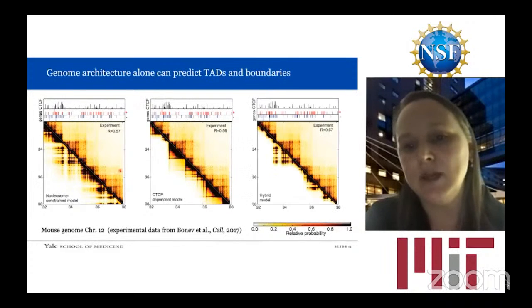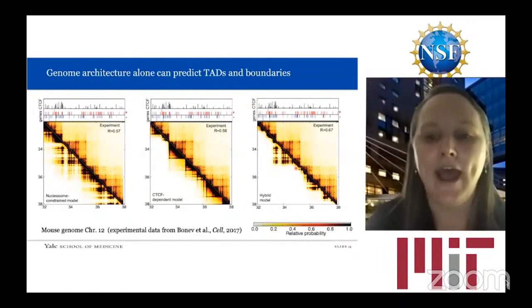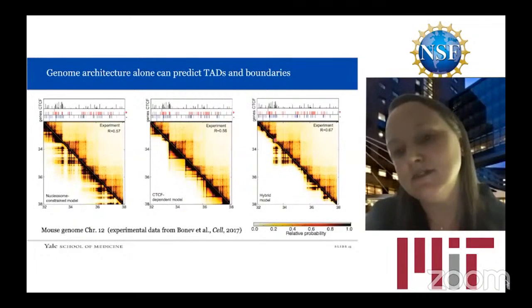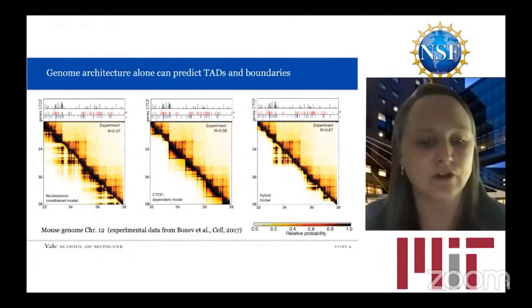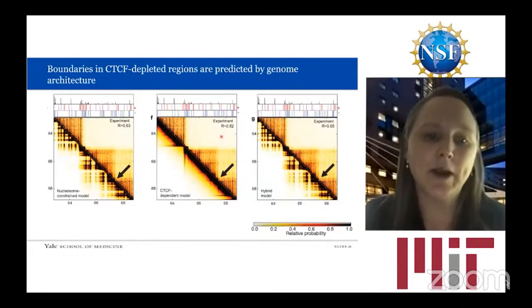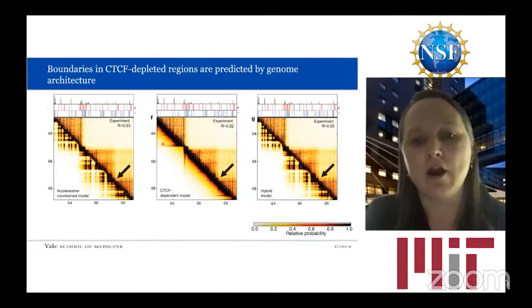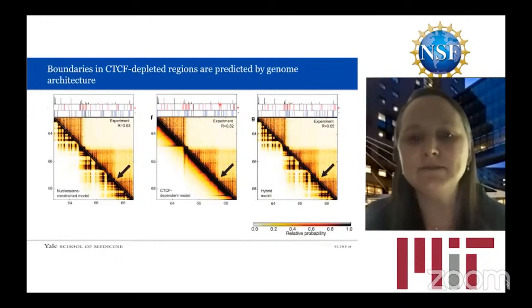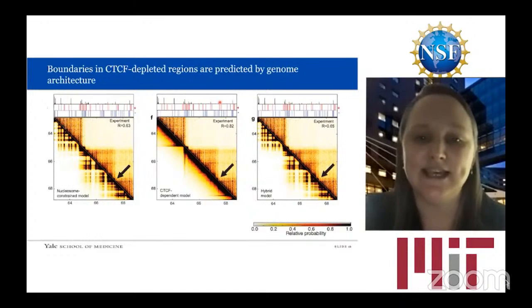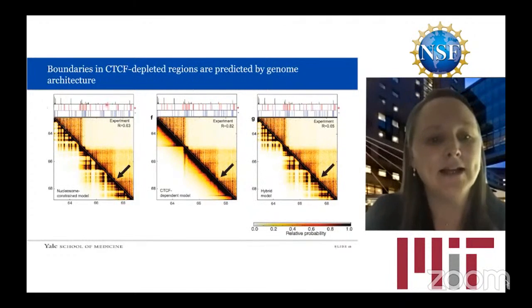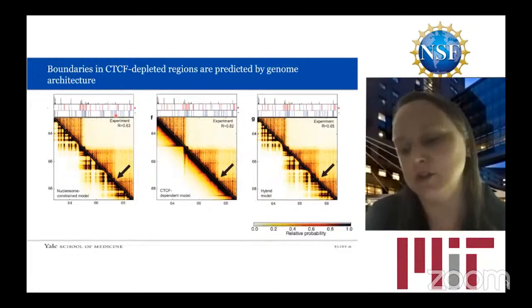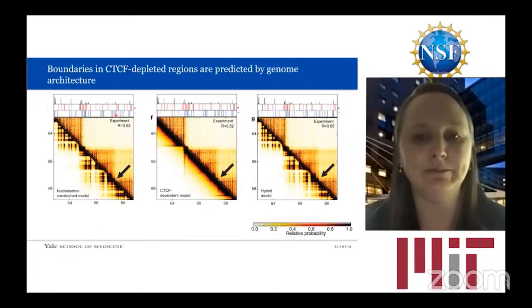And in fact, because of that, we can actually combine these models together. And what you can see, compared to our nucleosome constrained model, is that the addition of CTCF really enforces stronger boundaries. I also just want to point out there are regions of the genome where the CTCF-dependent model fails to predict a boundary, as shown here with the arrow. And this makes sense because there is no CTCF in this region. But we actually predict that there is a relatively permissive boundary in this region when we look at our model, which is based on where the genes are located.